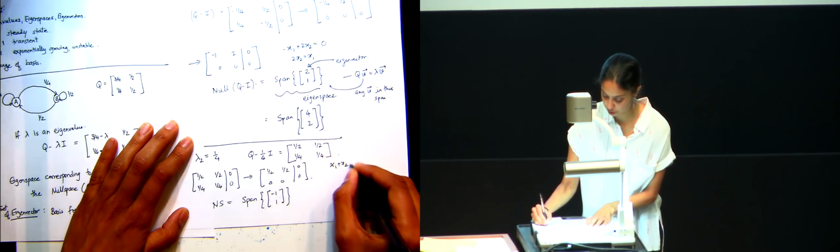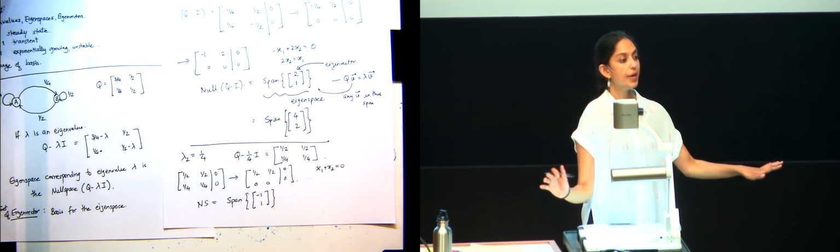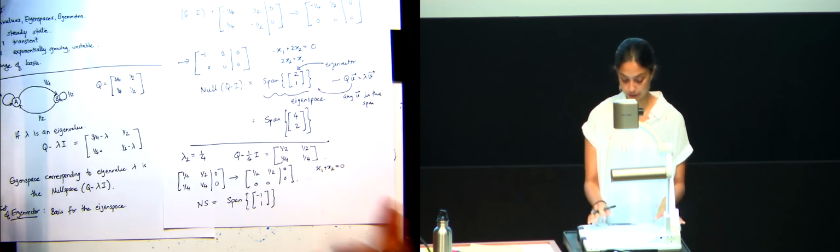And so the null space is basically the span of minus 1, 1. Here I get x1 plus x2 equal to 0. Did everyone get the same span? Everyone with me? Any questions? This is important to understand how to compute an eigenvalue and an eigenvector. So I did another example in class, even though we've done one before. Yeah, question?